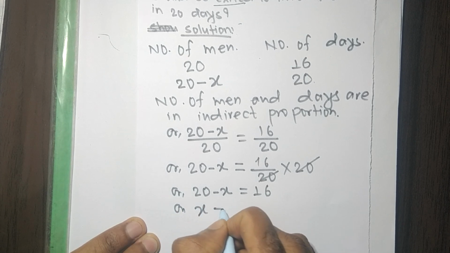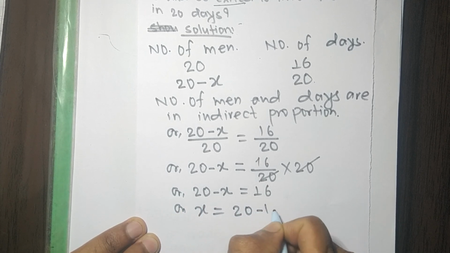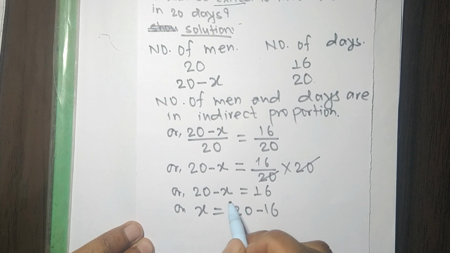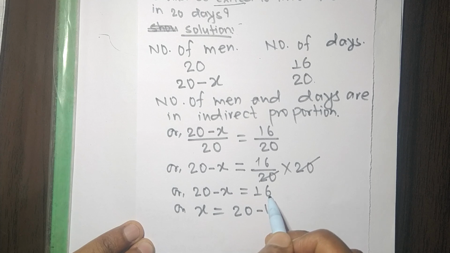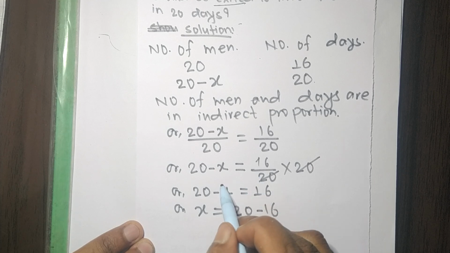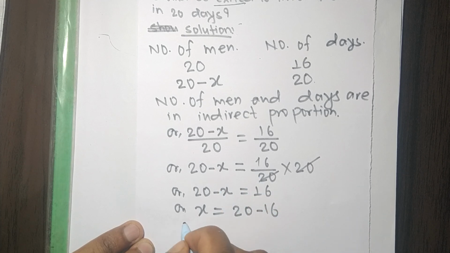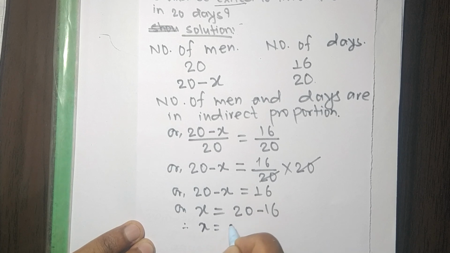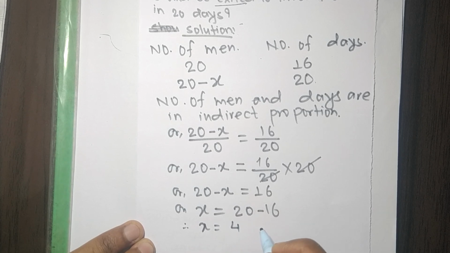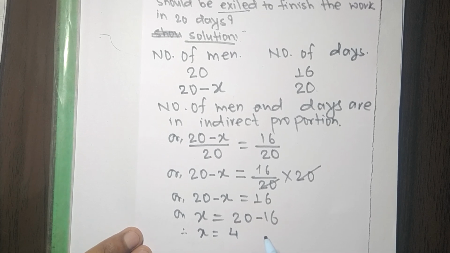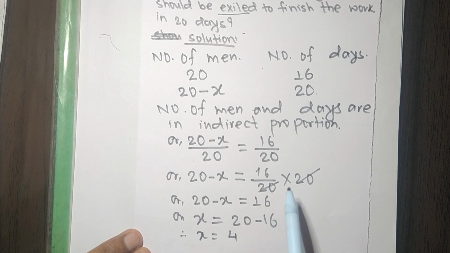So x is equal to 20 minus 16. This x goes to the opposite side and becomes plus, and this 20, moving to this side, becomes minus. So x is equal to 4. So the number of men that should be exiled to finish the work in 20 days is 4.